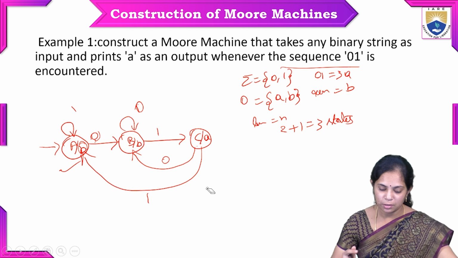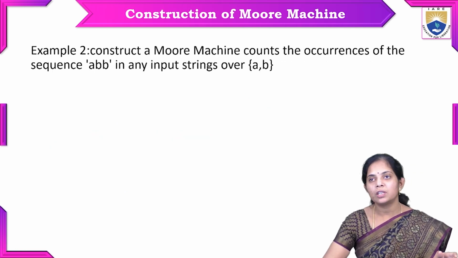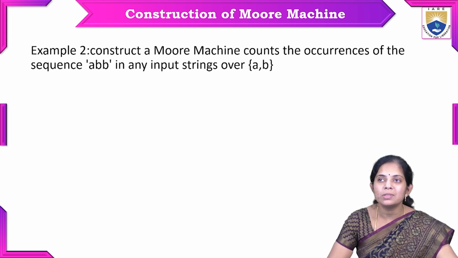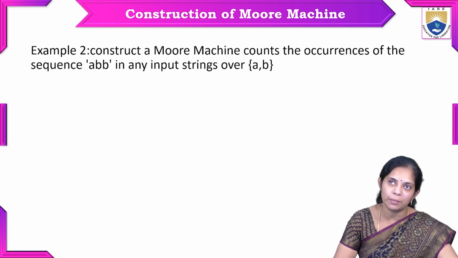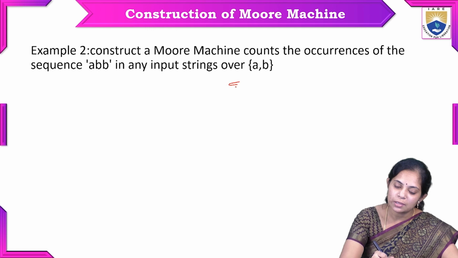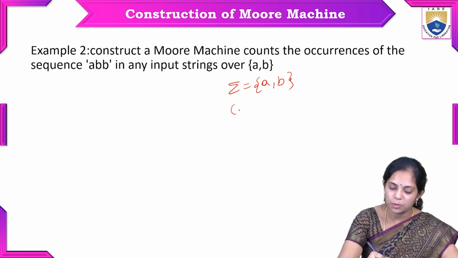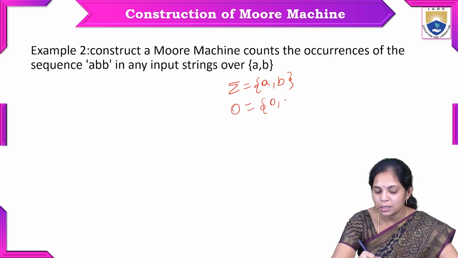And next we'll construct a Mealy machine, another example, that counts the occurrences of the sequence AAB in any input string over {A, B}. So here the input string has two alphabets, and the output is 0 or 1.